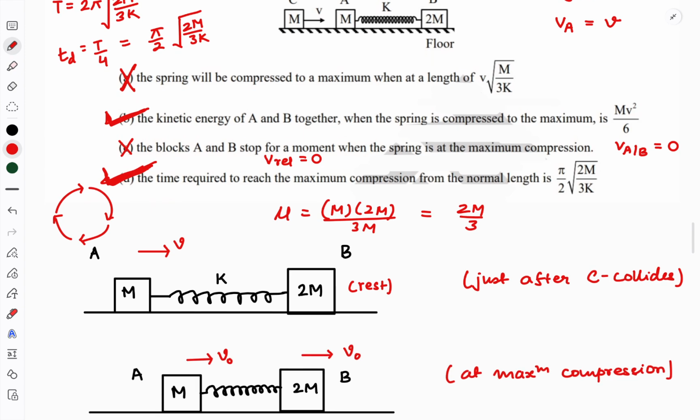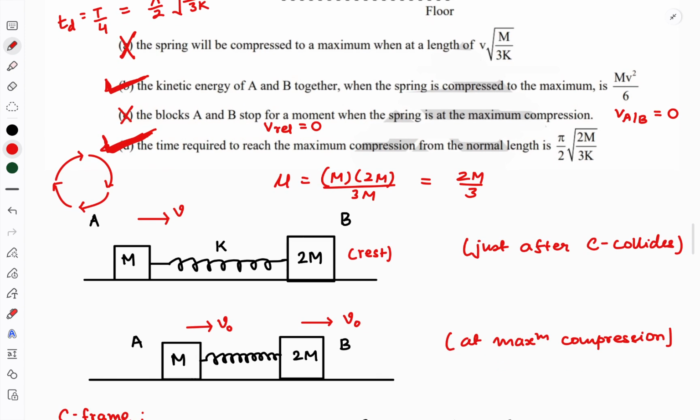It is also important for us to understand that whenever the problem is talking about maximum compression or maximum elongation, the two blocks must be relatively at rest with respect to each other. Unless they are relatively at rest with respect to each other at that time, it cannot attain the condition for maximum elongation or maximum compression.